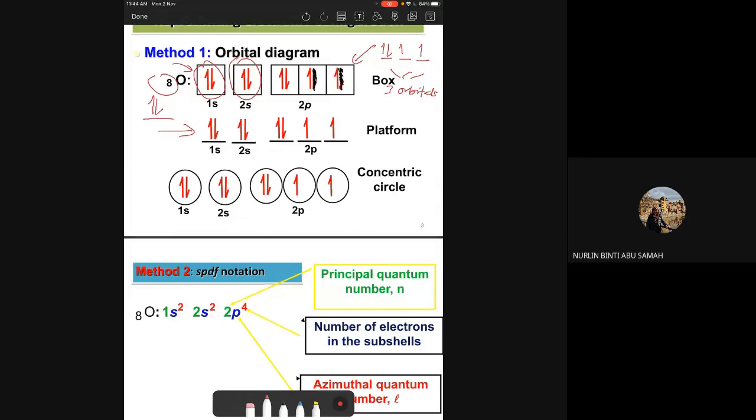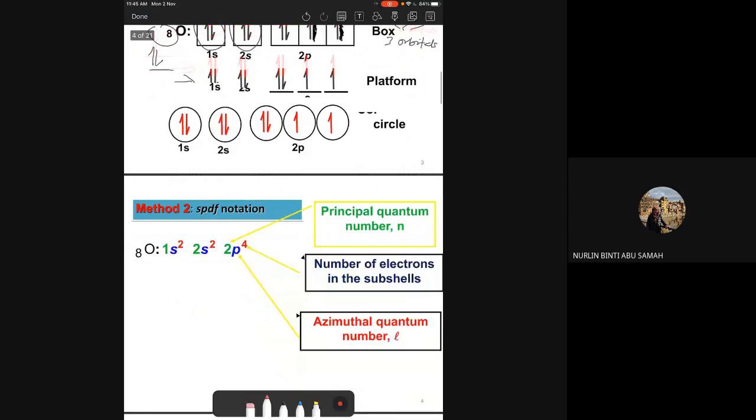Okay, kenapa kita kena isi half? Sebab by the time elektron terisi half, maksudnya setiap orbital tu ada 1 elektron, itu lebih stabil berbanding awak isi penuh awal kemudian kosong. Okay, so in this case, what is very important is the stability of the energy level, bila elektron tu terisi.